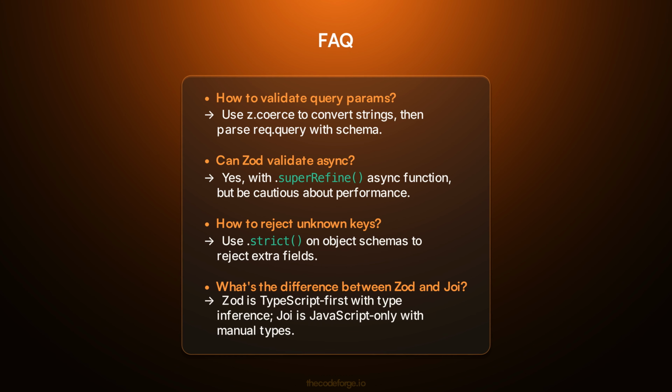How to reject unknown keys? Use strict on object schemas to reject extra fields. What's the difference between Zod and Joi? Zod is TypeScript-first with type inference. Joi is JavaScript-only with manual types.